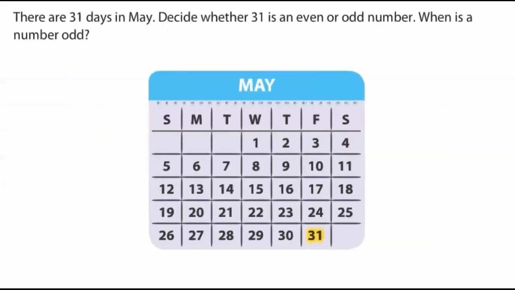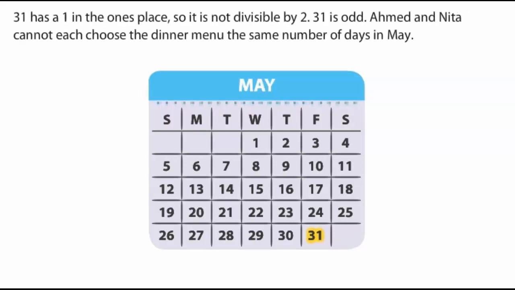There are 31 days in May. Decide whether 31 is an even or odd number. When is a number odd? 31 has a 1 in the ones place, so it is not divisible by 2. 31 is odd. Ahmed and Nita cannot each choose the dinner menu the same number of days in May.